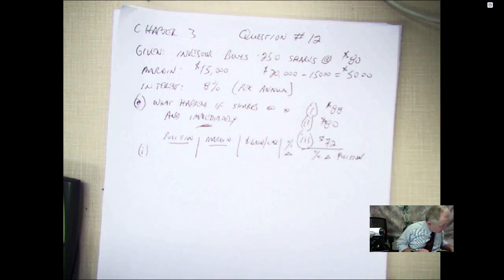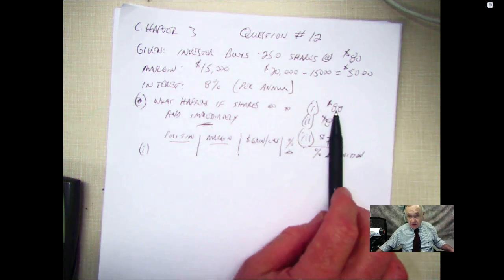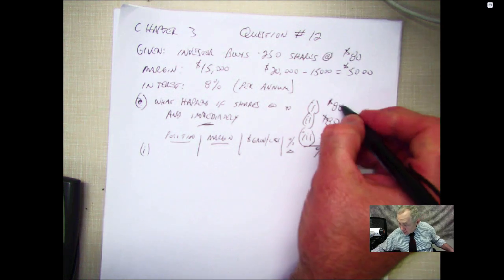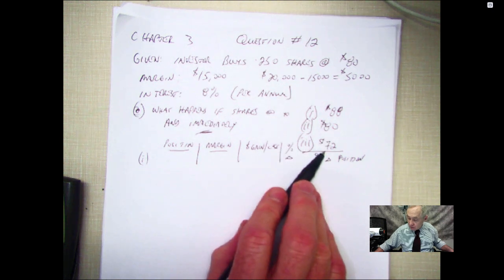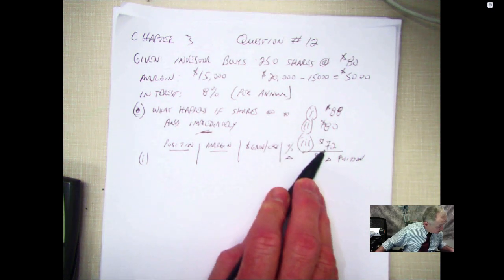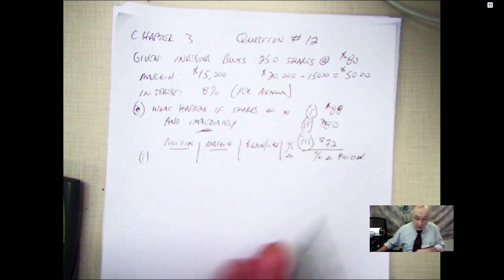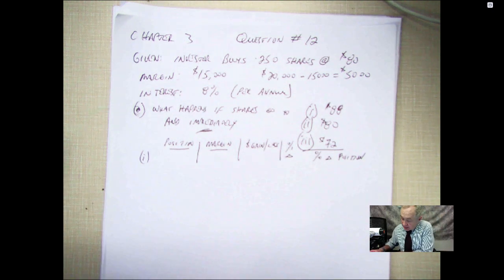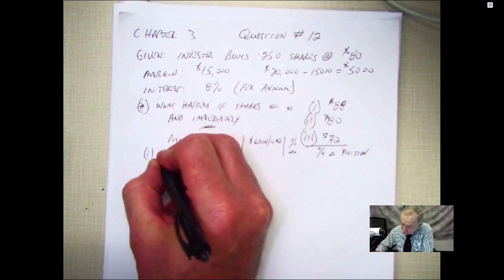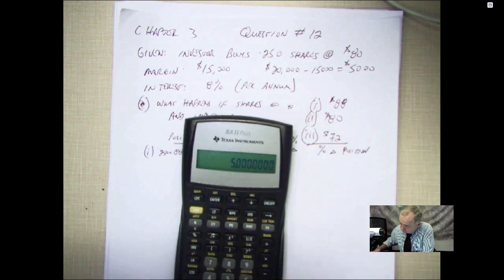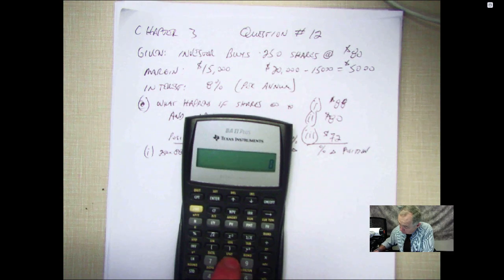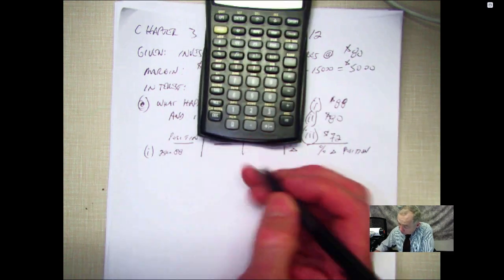Okay, so our question asks in part A, what happens to your position if the shares immediately, like I guess seconds after you buy it, go to $88, or stay at $80, or go to $72? And we can set this out as a table. Then position: 250 times 88 is $22,000.